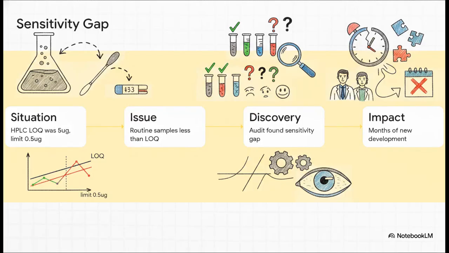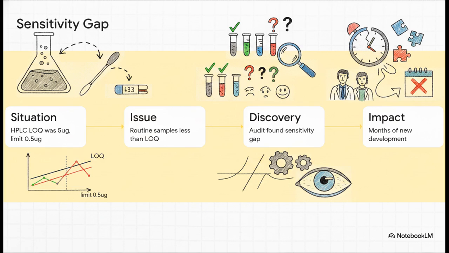Let me walk you through a real-world cautionary tale of what happens when things go wrong here. There was a contract manufacturer using an HPLC method with an LOQ of 5 micrograms per swab. But their health-based exposure limit was way lower, just 0.5 micrograms. So routine samples were passing with flying colors as less than LOQ. Looked brilliant on paper, right? But the method was literally blind to the actual safety limit. When an audit finally caught this massive sensitivity gap, the fallout was brutal. Every single prior not detected result was suddenly suspect.